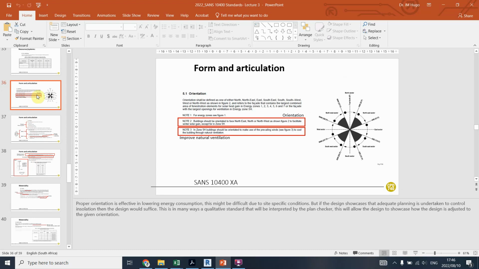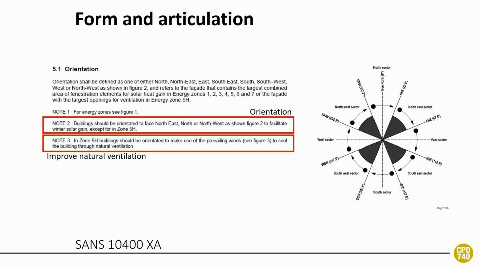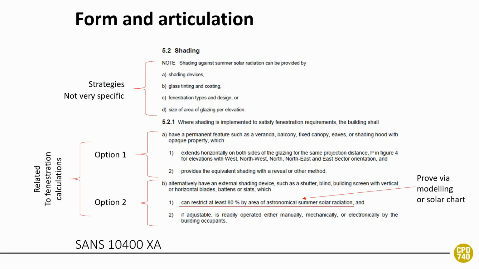You'll remember that there was a portion where we spoke about the articulation and form and how that defines the building envelope. Then we spoke about shading and the fact that you have to provide at least a minimum compliant shading option. There are two options. The first is horizontal shading in terms of the extent thereof, and the second is vertical shading, where, if you use it, you need to showcase that you cover at least 80% of the glazing during the astronomical summer period.